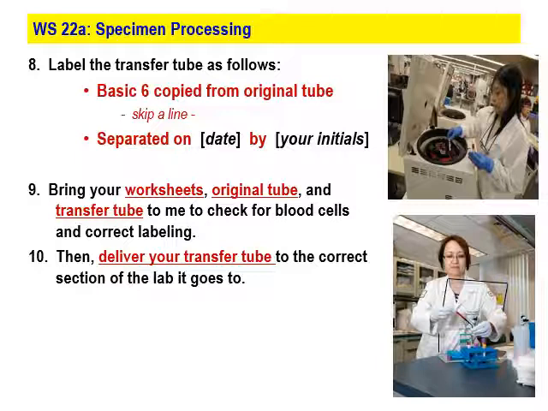First, you're going to copy exactly your basic 6 from the original tube onto your transfer tube. Skip a line, then write the date and your initials. Guys, go over this. Make sure you understand what goes on that transfer tube. Basic 6 from the original tube, separate line, then the date and your initials. Okay? Then you would deliver your transfer tube to the correct section of the lab that it goes to.